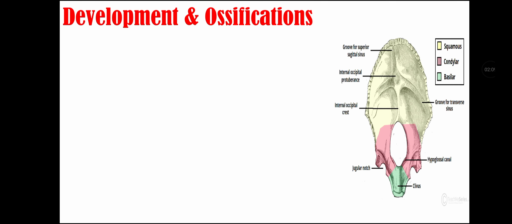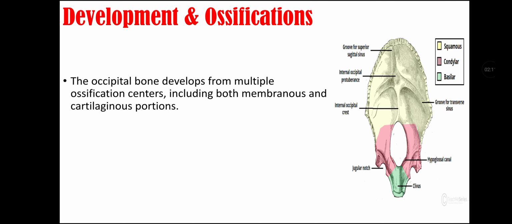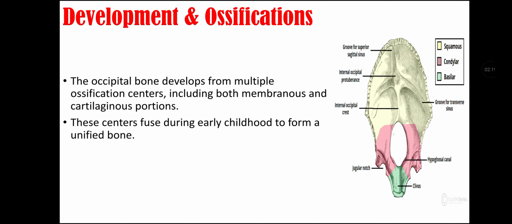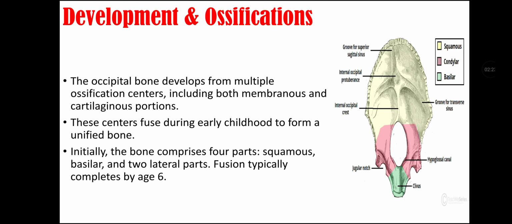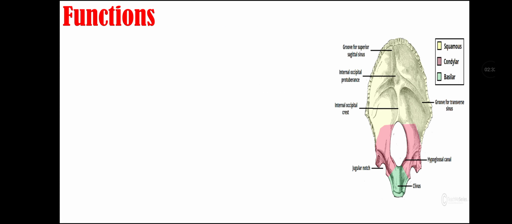Development and ossification of occipital bone. Occipital bone develops from multiple ossification centers, including both membranous and cartilaginous portions. These centers fuse during early childhood to form a unified bone. Initially, the bone comprises four parts: squamous part, basilar part, and two lateral parts. Fusion of them typically occurs by age 6.